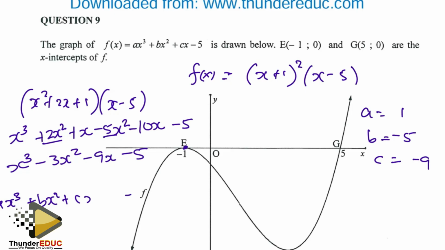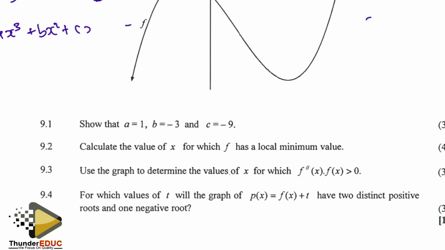Why is everything in minus minus? Does it make sense? Maybe, most probably. So the a is a 1, the b is a negative 3, it's not a negative 5. My apologies, c is negative 9, and then the d is negative 5. So that is how we would have proved that.